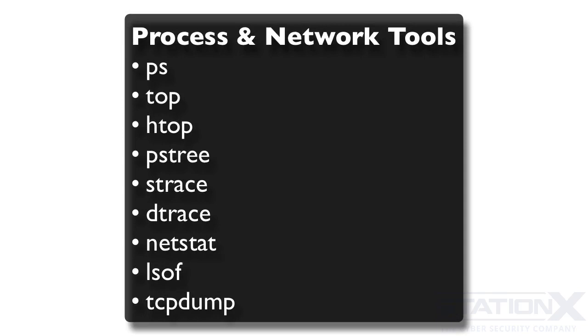Natively on Linux, there are a number of tools that Linux sysadmins are very familiar with for looking at running processes and networking. You can see a list here: ps, top, htop, all looking at processes, and then network tools like netstat, lsof and tcpdump, which we've already looked at, or the GUI version of that, which is Wireshark. So you can use all of these tools, and these will work and can be effective, but they are not the most effective way.